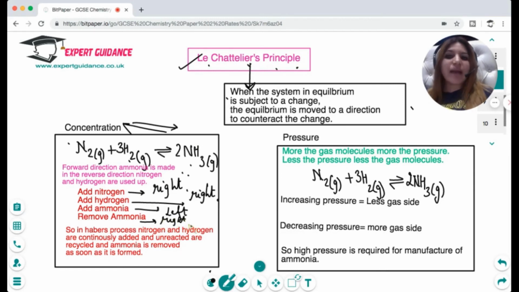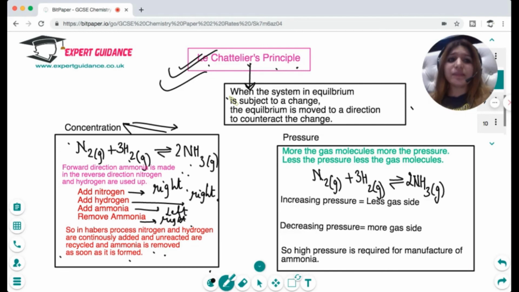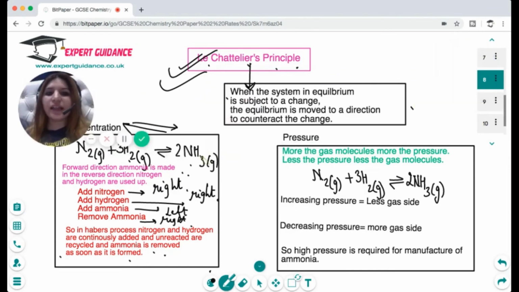So in Haber's process, nitrogen and hydrogen are continuously added and unreacted gases are recycled, and ammonia is removed as soon as it is formed, so that we always have the reaction shifted towards the right and a higher yield of ammonia. Okay, so remember this principle, and if you do the question exactly the way I'm telling, you will never make a mistake. So see what factor you're changing, and then what is the counter of that factor and which direction it is happening.